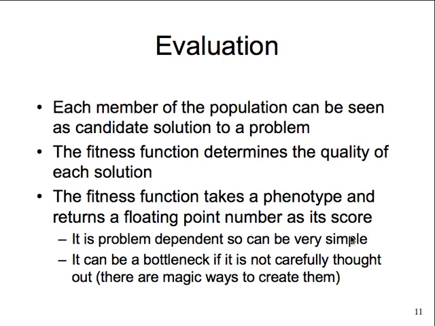Your score is going to be the shortest distance. But is it the shortest distance, and is it possible? If you have zeros in there because there is no connection between this city and this city, and you have to go through another city to get there, then that's a bad solution because the route is impossible. So it can be very simple, hopefully. It can also be a bottleneck if it's not carefully thought out. So there are magic ways to create them.